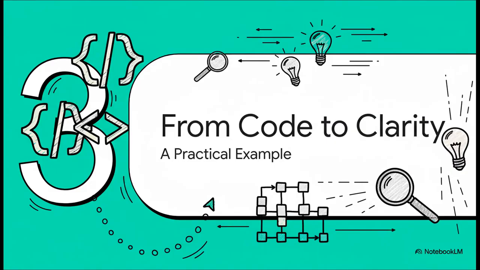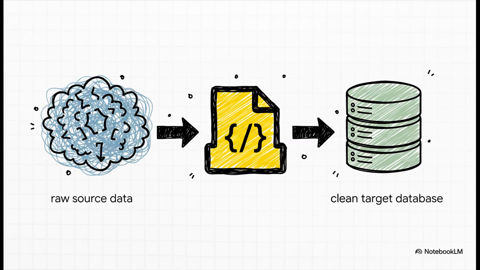Okay, so we've covered the theory. Now let's get into the fun part and see how just a tiny little bit of code can create a massive amount of clarity. Everything, and I mean everything, hinges on this: a simple, human-readable mapping definition that you write in a JSON file. This file becomes the single source of truth that connects the two different worlds, your raw source data on one side and your clean target database on the other.